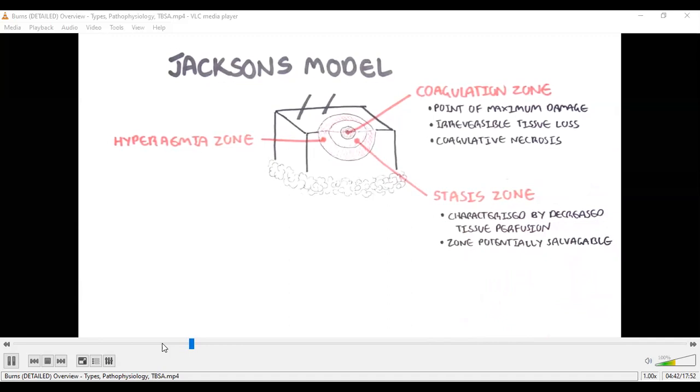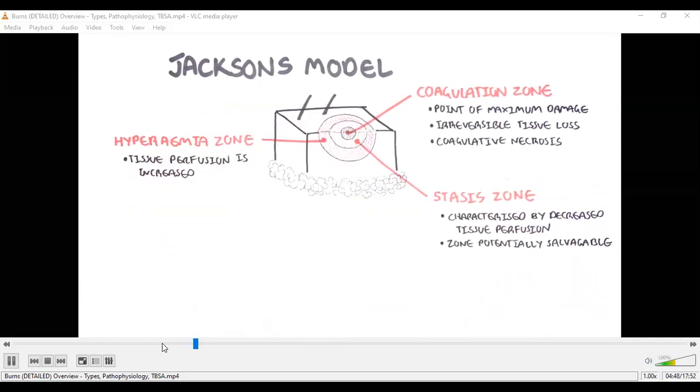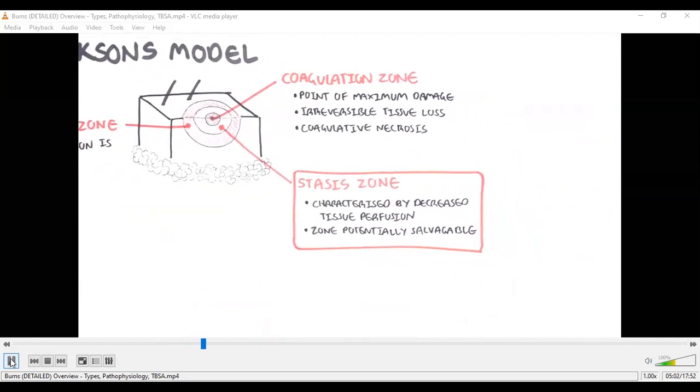At the very outside is the zone of hyperemia. In this outermost zone, tissue perfusion is increased. The tissue here invariably recovers unless there is severe sepsis or prolonged hypoperfusion. Again, the stasis zone is characterized by ischemia and may progress to full necrosis unless the ischemia is reversed.